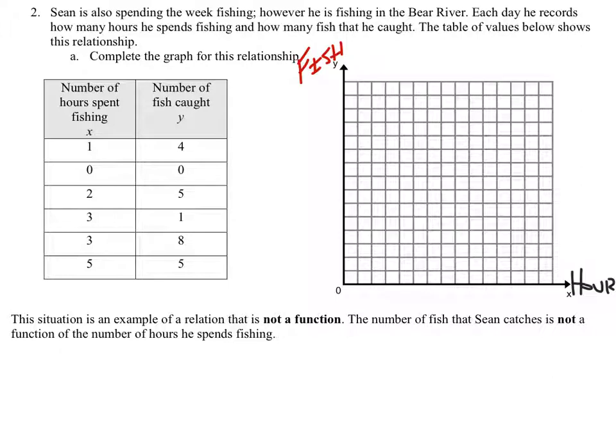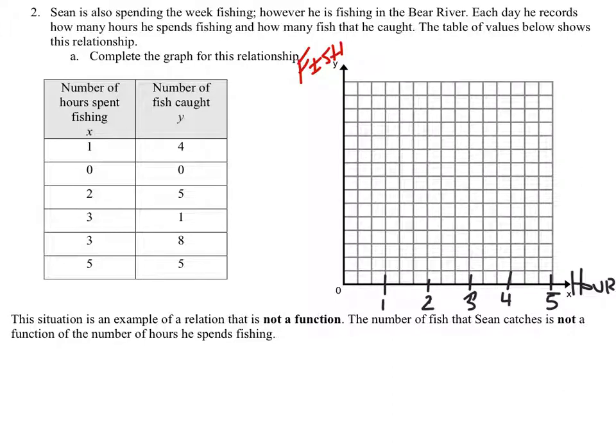So we need a scale on these again. There can be 1 hour, then 2 hours, 3 hours, 4, 5 hours. I'm doing this every 3 lines just because I have the space to, but you wouldn't have to. The number of fish caught goes up to 8, so we can go up by ones.